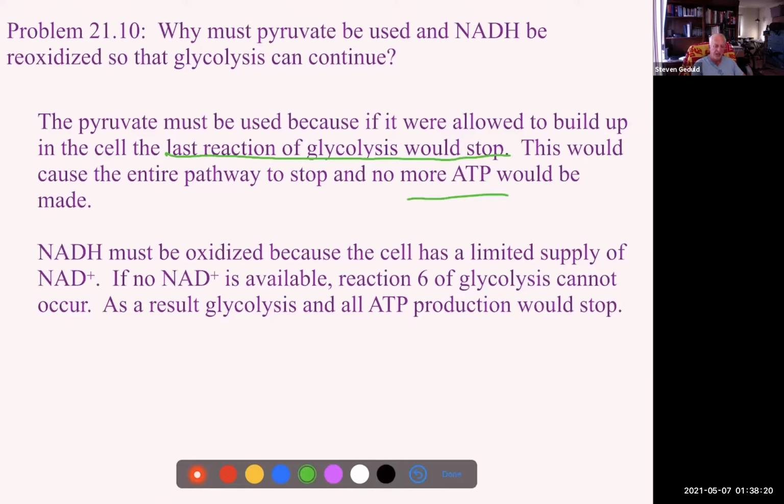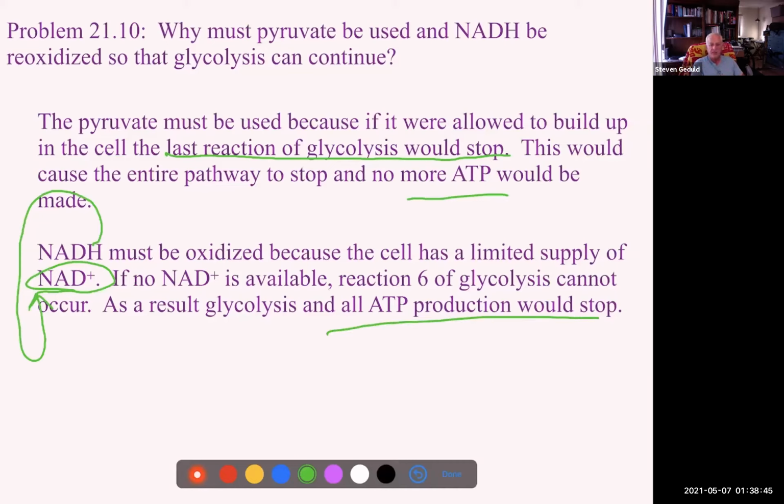NADH has to be reoxidized because the cell has a limited supply of NAD+. So you have to reoxidize by taking NADH back to NAD+. If no NAD+ is available, glycolysis reaction 6, step 6, cannot occur because you need NAD+ to accept the electrons in that glycolysis reaction. So as a result, glycolysis and all ATP production will stop.